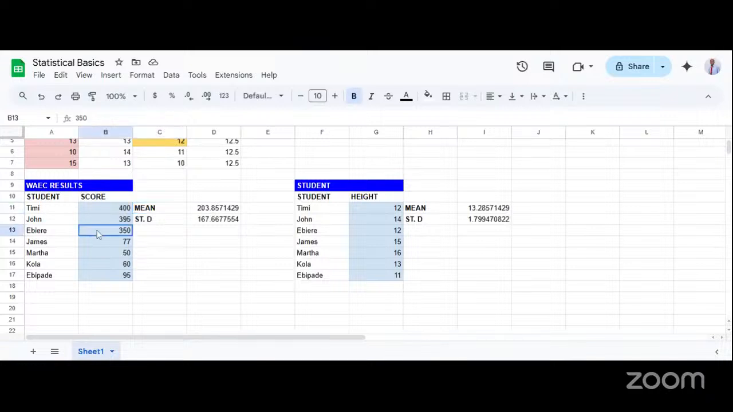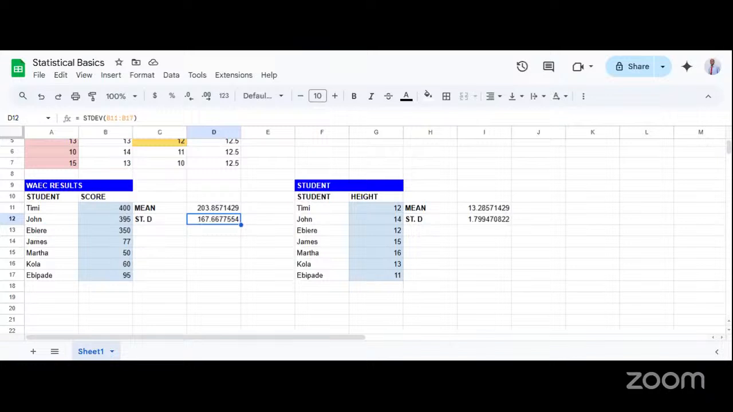Going back to the WAEC results here now, the mean score of these students was 203. Let's assume this is a good grade, then the standard deviation is 167. If the school management were to announce, based on the mean of 203, that our students performed very well in this year's WAEC examinations, that wouldn't actually do justice to the reality, because our standard deviation gives us a perspective on the reality.